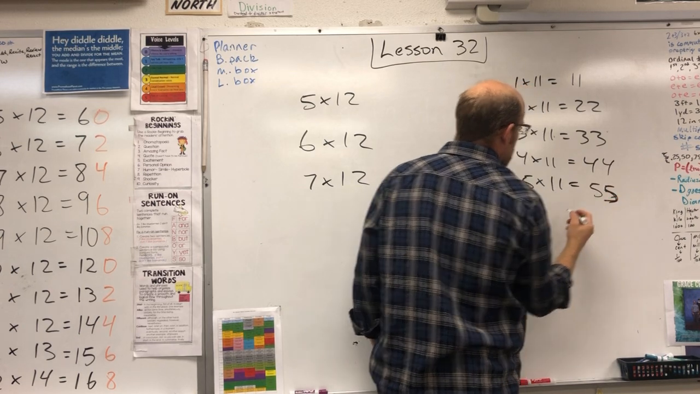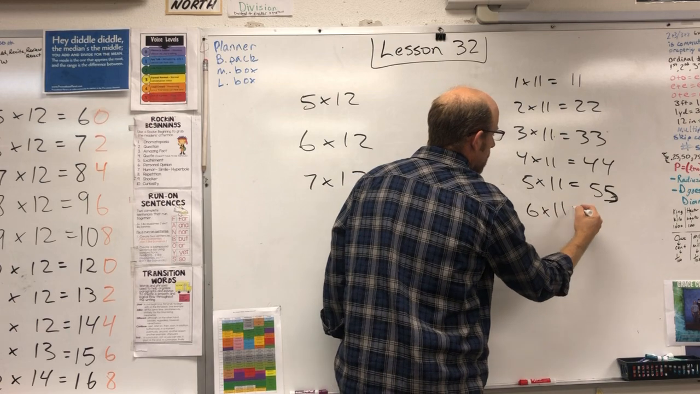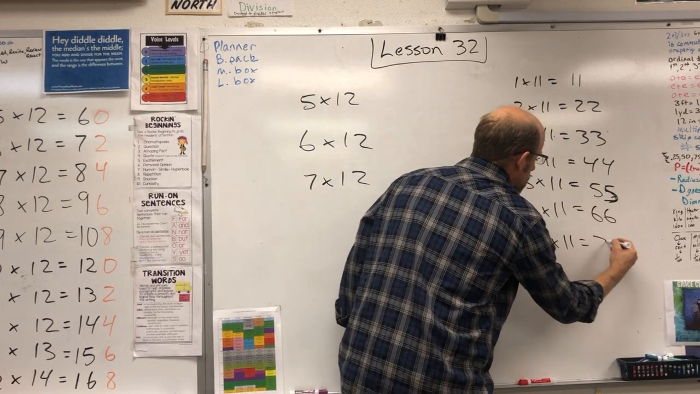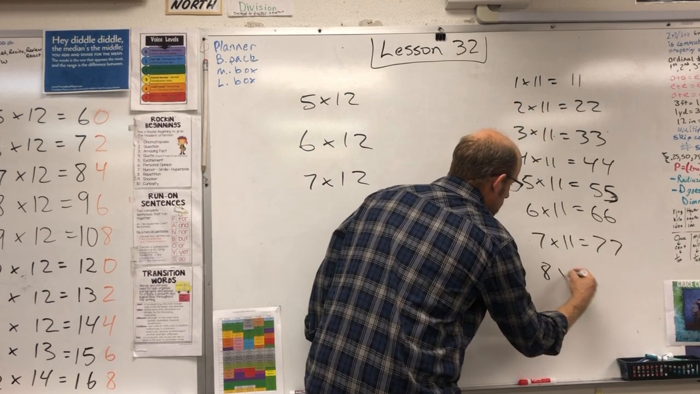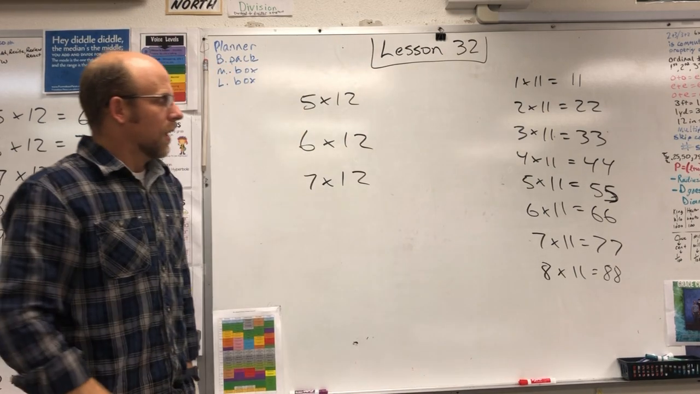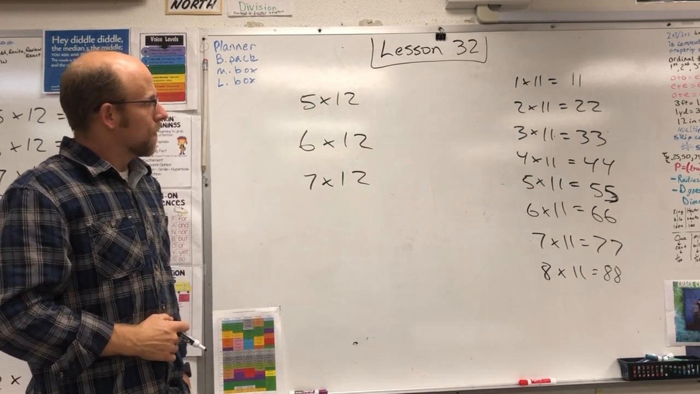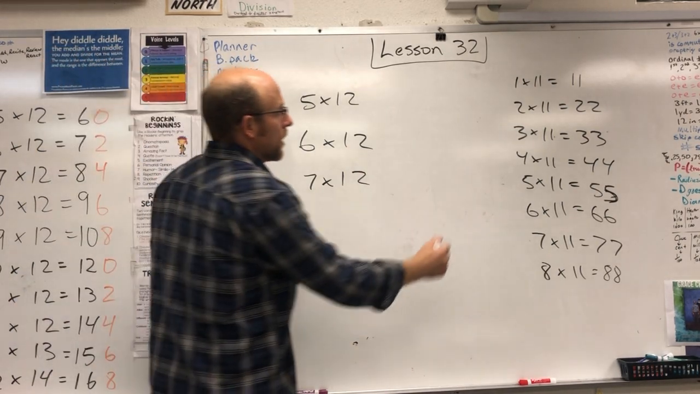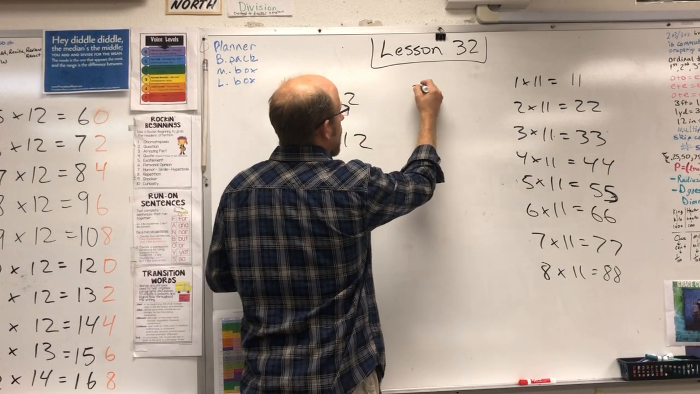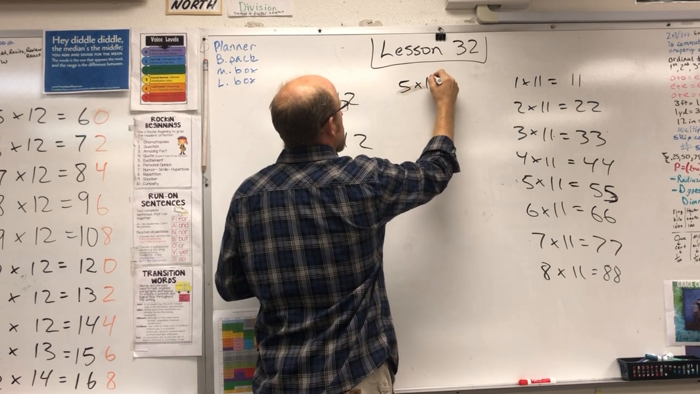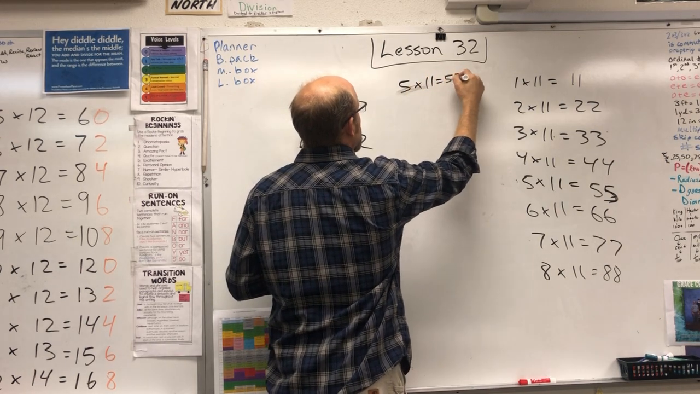And I bet you can write neater than me. 6 times 11 is 66. 7 times 11 equals 77. 8 times 11 equals 88. And I'm out of room there. So, you see the pattern? Now if we do 5 times 12, if we do 5 times 11, you guys probably can't see that. 5 times 11 equals 55.